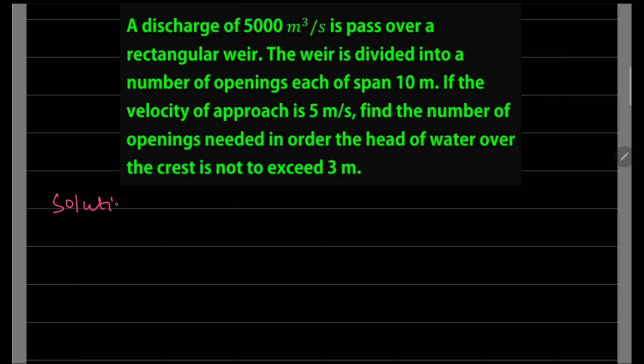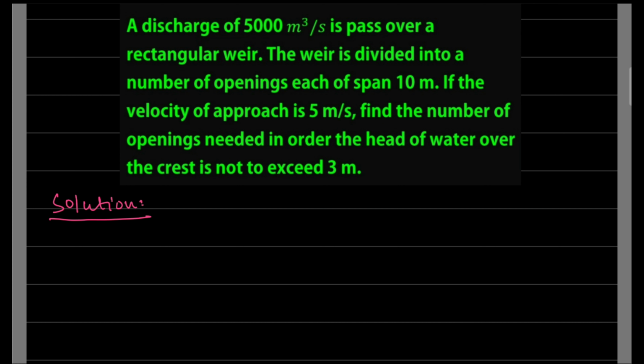The problem says that a discharge of 5000 cubic meter per second passes over a rectangular weir, the weir is divided into a number of openings, each of a span of 10 meter. If the velocity of approach is 5 meter per second, find the number of openings needed in order that the head of the water over the crest is not exceeded by 3 meter.